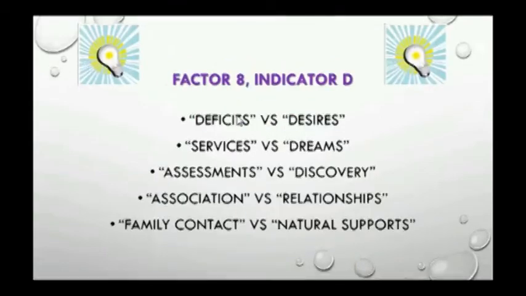Factor 8, Indicator D, which is, just to remind you, individual plans lead to person-centered and person-directed services. One thing we discovered as we were looking at this is that most agencies took a deficit versus desires approach, meaning that the learning opportunities were deficit-driven. The person's desires weren't included. The services were put before the dreams. If a person's dream doesn't fit into our services, then that dream gets pushed back.